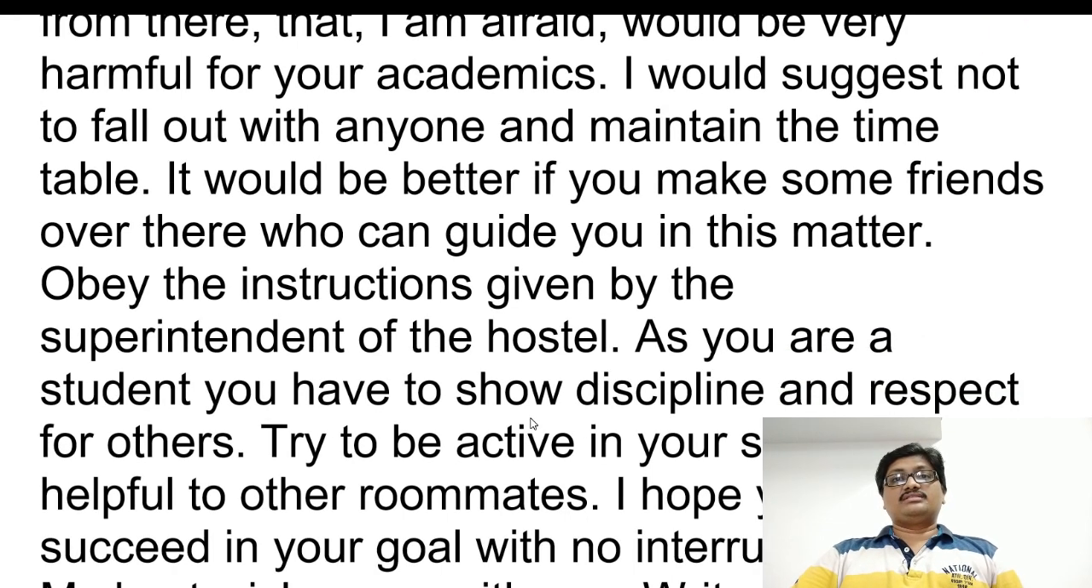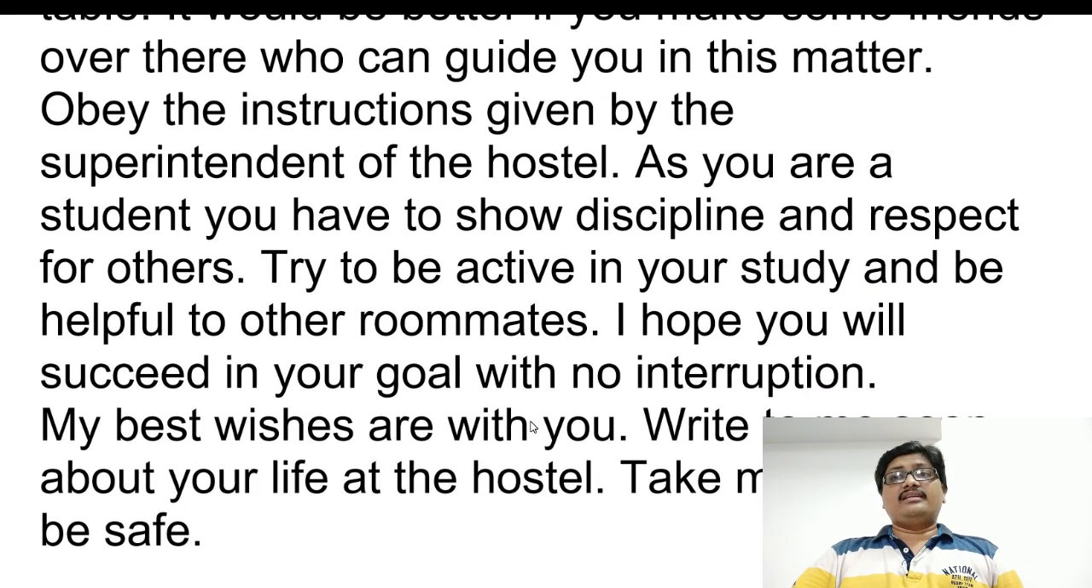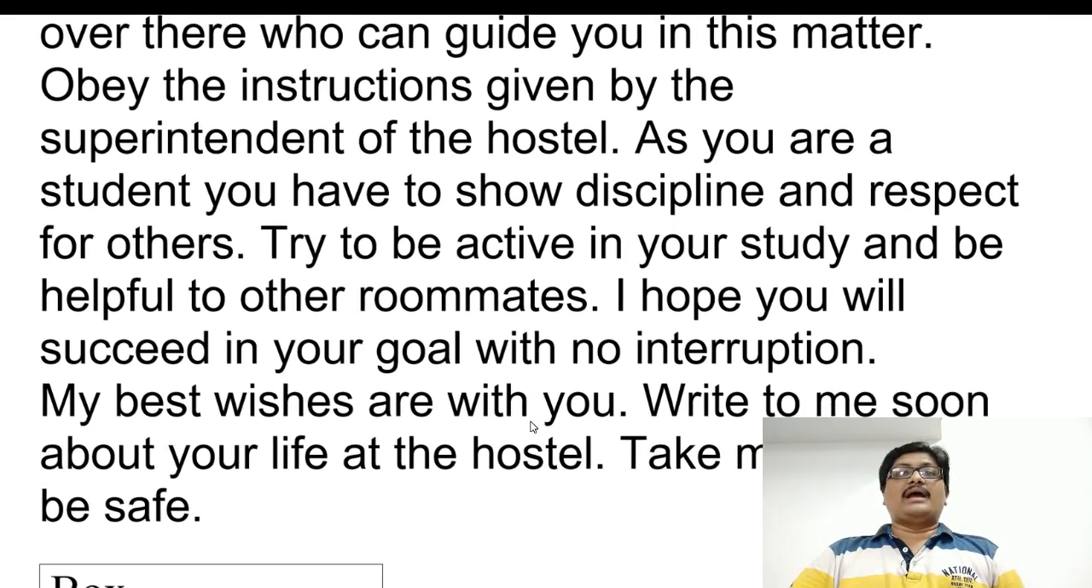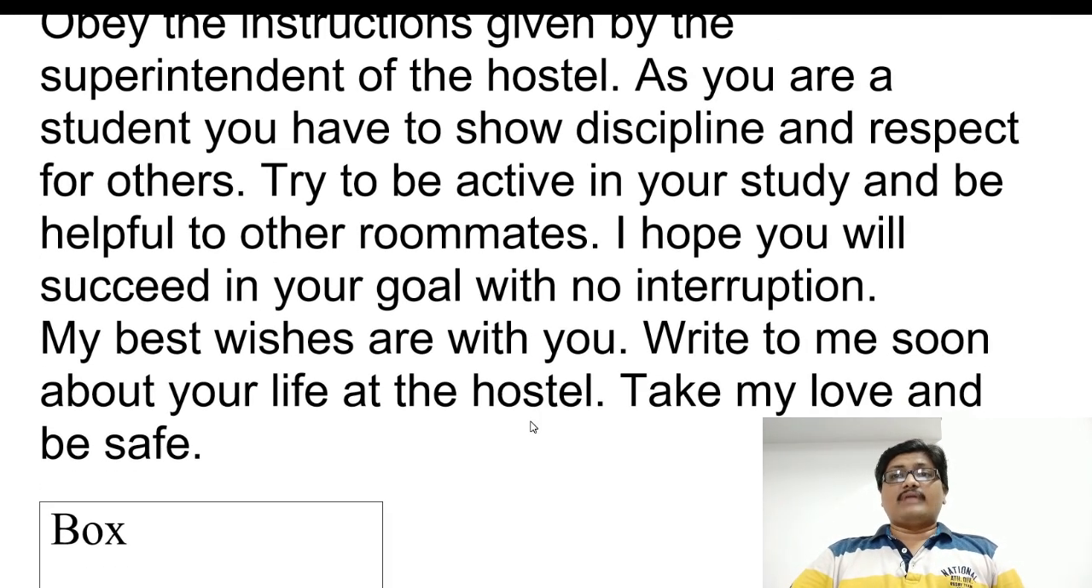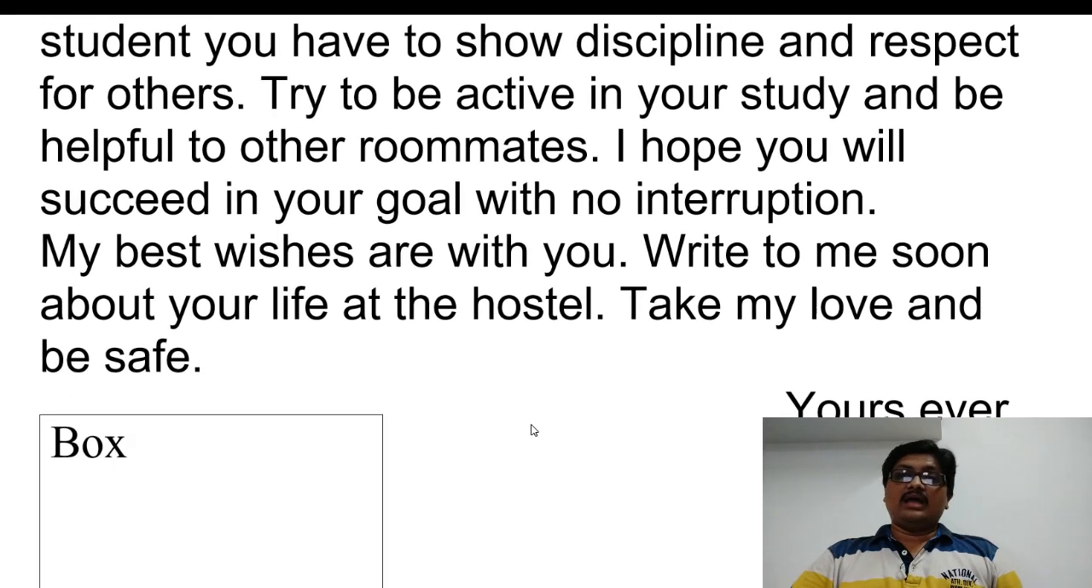Obey the instructions given by the superintendent of the hostel. As you are a student, you have to show discipline and respect for others. Try to be active in your study and be helpful to other roommates. I hope you will succeed in your goal with no interruption. My best wishes are with you. Write to me soon about your life at the hostel. Take my love and be safe. Understood?